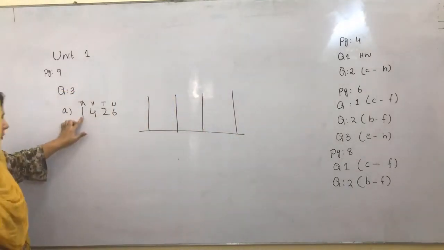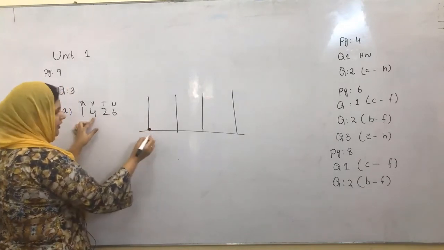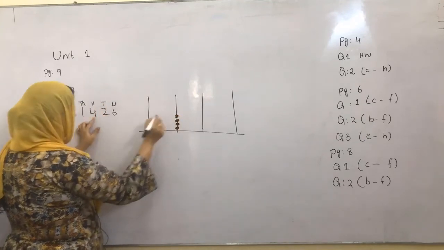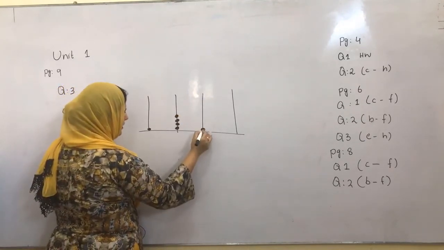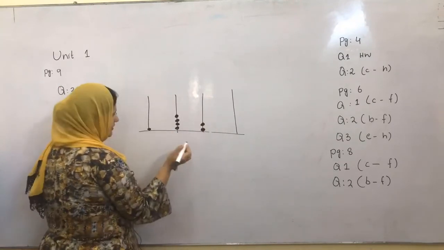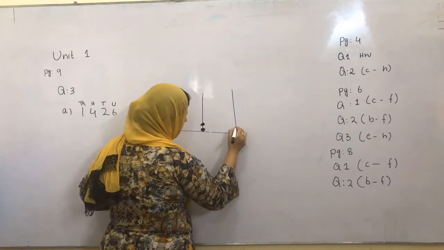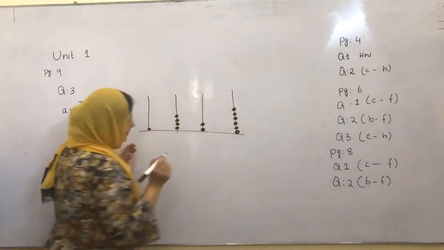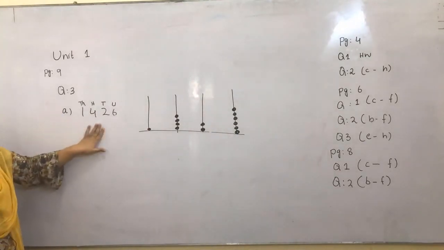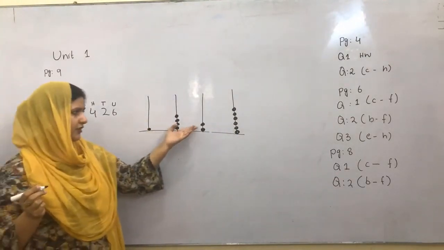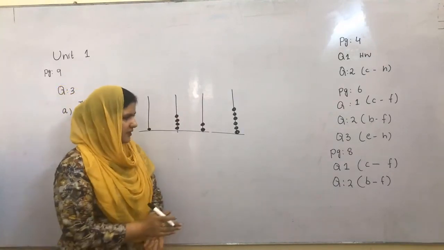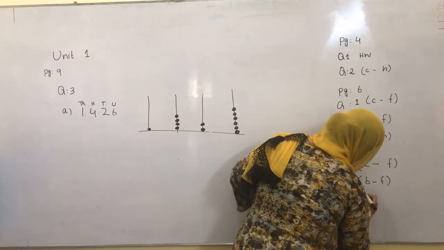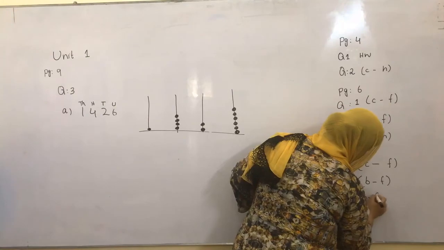Which is the first number? 1. It means 1 bead. 4. It means 4 beads. 1, 2, 3, 4. Then 2, it means 2 beads. 6, it means 6 beads. So in this question you have some numbers, just draw the beads on the empty abacus. Question number 3, B to F part is your homework.